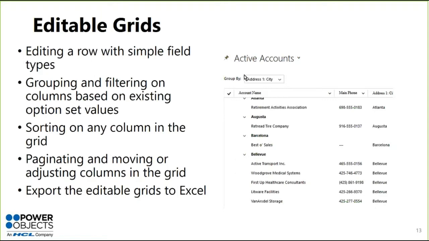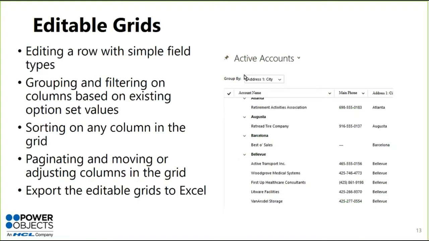Editable grids. They are here. They are alive. I won't do my Frankenstein voice. It would be terrible. We can edit a row with simple field types. So as long as the field is on that form as an editable field, then when we put it into that editable grid, it will also be an editable field. As you'll see when we take a look at this, this includes the ability to look up to a different record, for example, to connect a different contact to an account or vice versa.